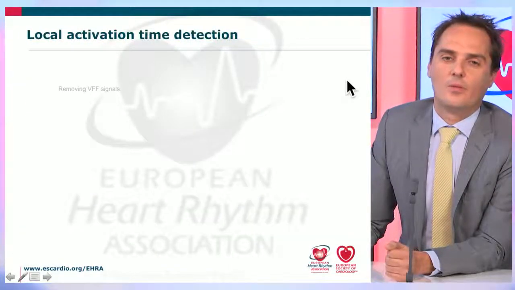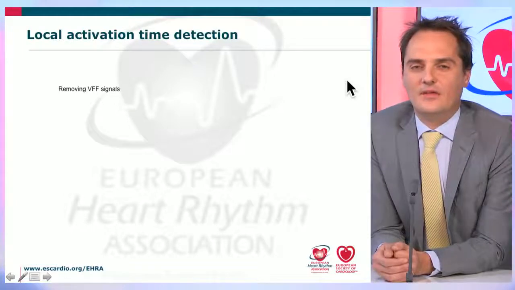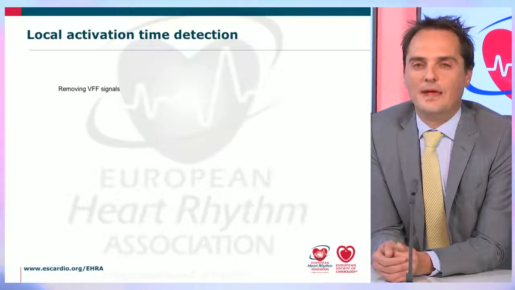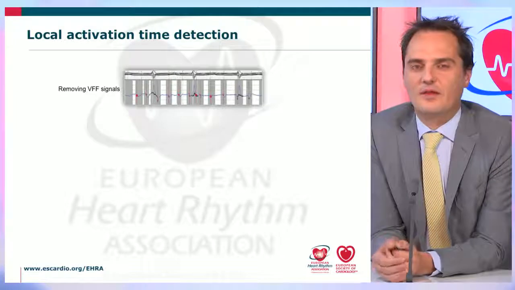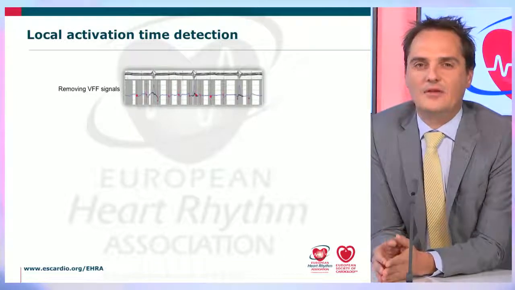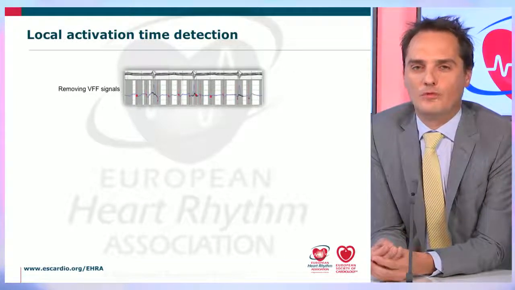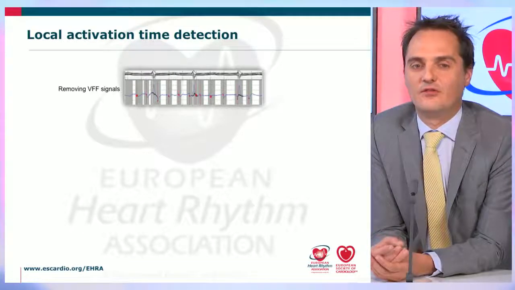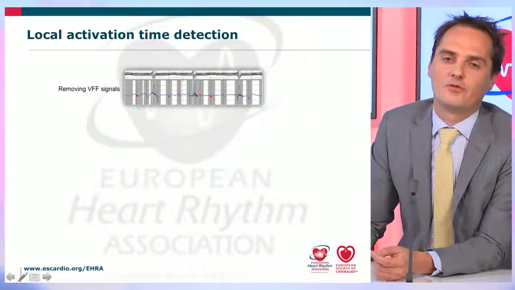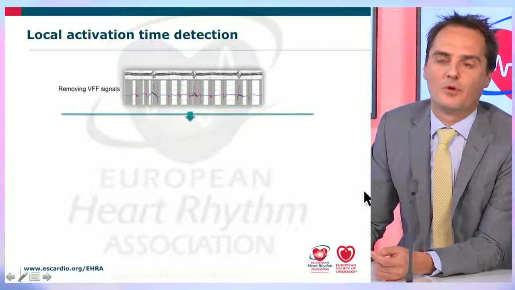So behind this algorithm is a rather complex mathematical system to be able to annotate these signals. In a first step, what happens in this system is that ventricular far field is removed from the unipolar recordings. Important to note is that the ventricular far field is removed. The ventricular period is not blanked, which means the system still annotates atrial activation underneath the QRS. The ventricular far field is simply removed from the unipolar tracing.